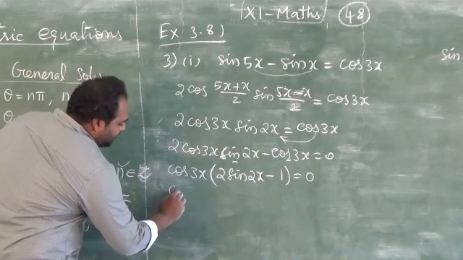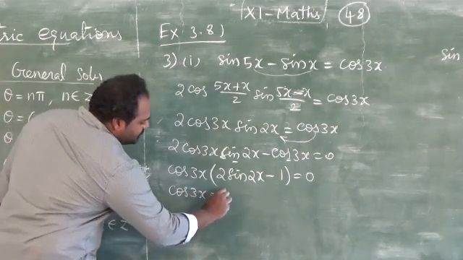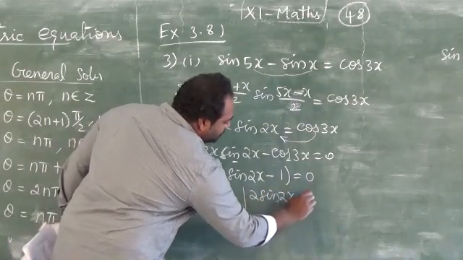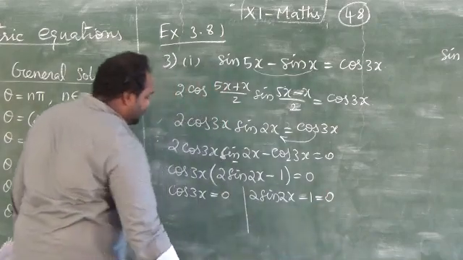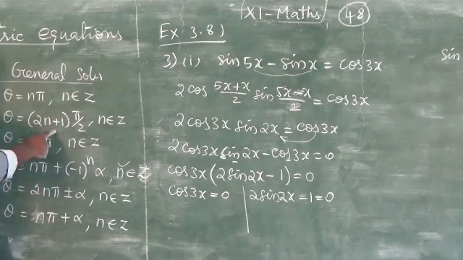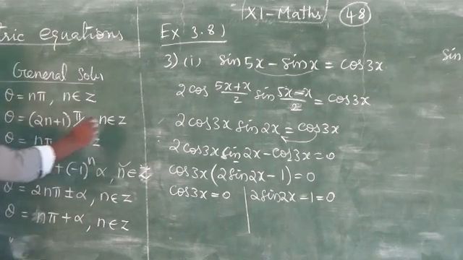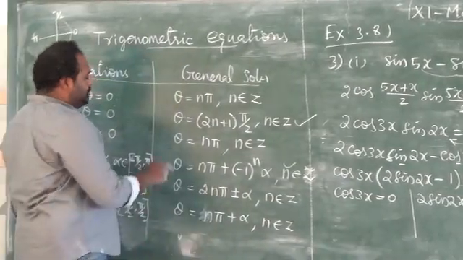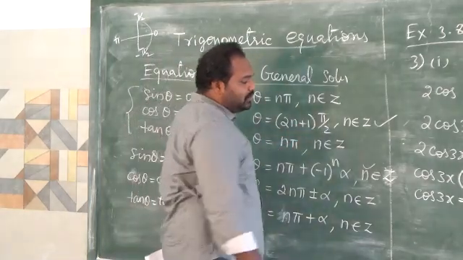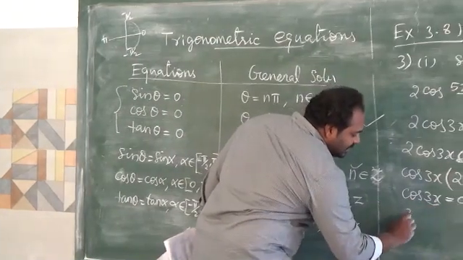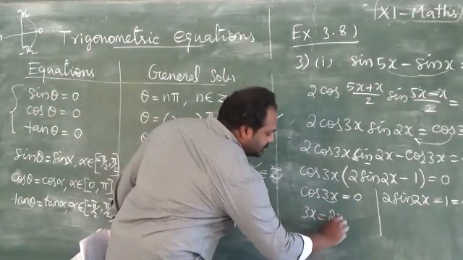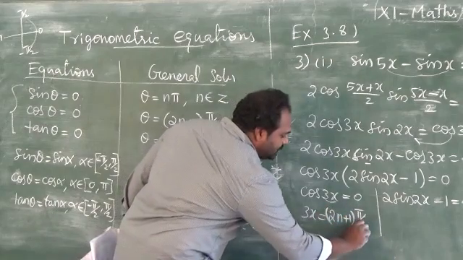Now separate the factors. cos 3x equal to 0 and 2 sin 2x minus 1 equal to 0. So cos theta equal to 0. Just I am going to use this formula: cos theta equal to 0 means theta is equal to (2n plus 1) pi by 2. Here instead of theta it is 3x, so 3x equal to (2n plus 1) pi by 2.